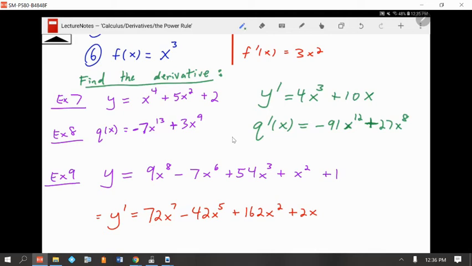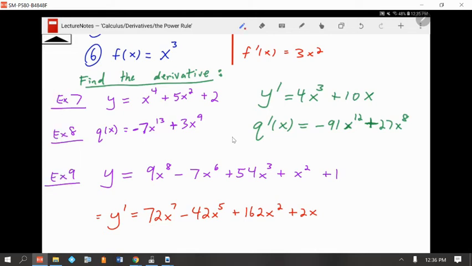Y prime is there. And maybe I screwed it up. I haven't multiplied 9 times 8 in a while. Is that 72? 9 times 8? 72. x to the 7th. 42 x to the 5th. 54 times 3 would be like having 150 plus 12. So 162. And then 2x. So there's the derivative.